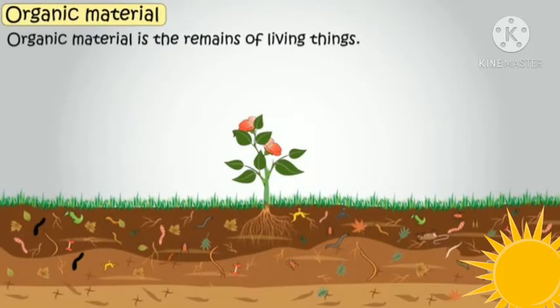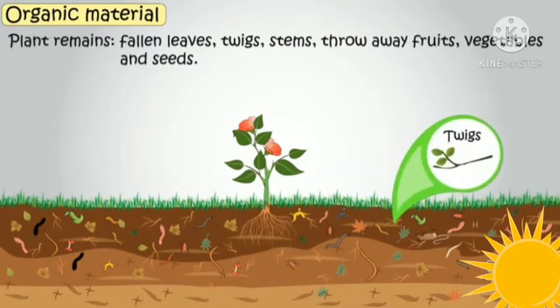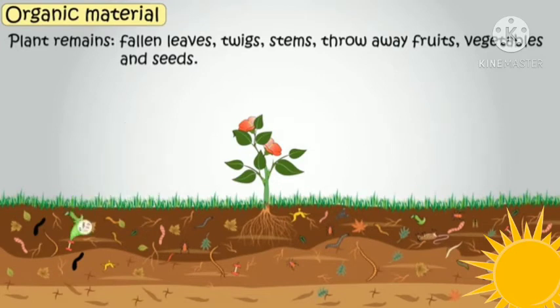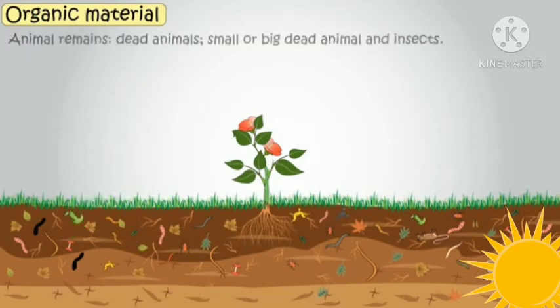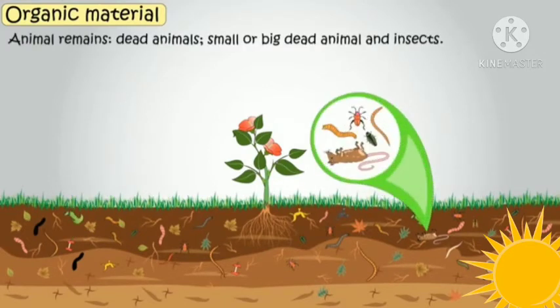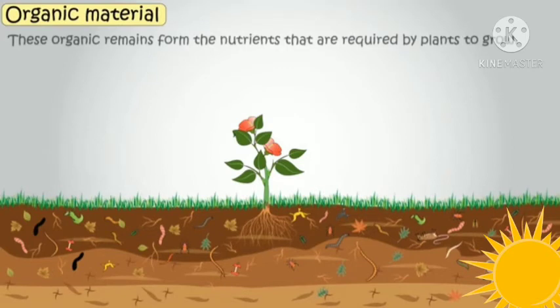Organic material is the remains of living things. Plant remains are fallen leaves, twigs, stems, thrown away fruits, vegetables and seeds. Animal remains are dead animals, small or big, and insects. Remains of living things decay and become a part of the soil. These organic remains form the nutrients that are required by plants to grow.